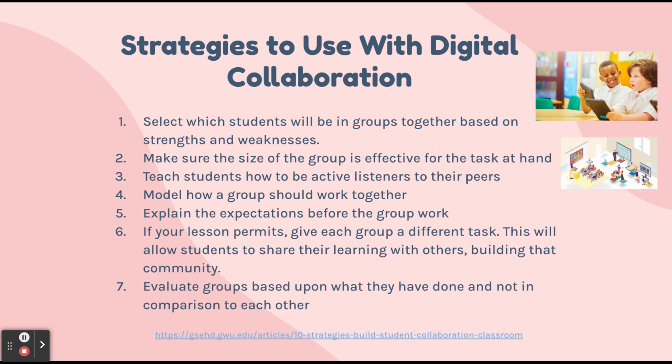This goes back to teaching them how to be active listeners, making sure that you're showing them the right tools to use, the right words to use, how to respond to somebody. Building emotional social skills is super important for kids just so that they can know how to communicate well with others. Five is to explain the expectations before the group work.